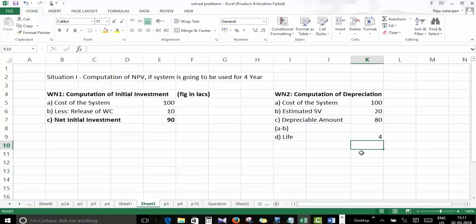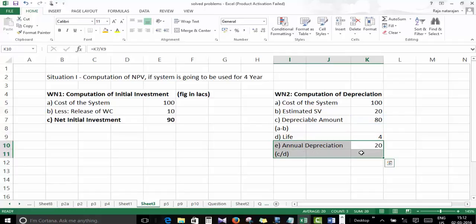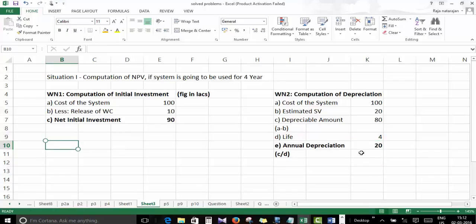Then we can calculate annual depreciation. Annual depreciation is item C divided by D. So it's going to be 80 divided by 4. What we get is annual depreciation, and that is 20. Okay, so once I have annual depreciation, I think I can go into the cash flows computation.